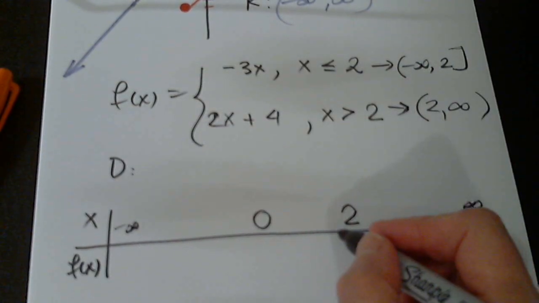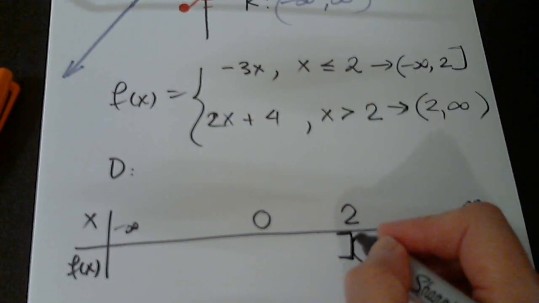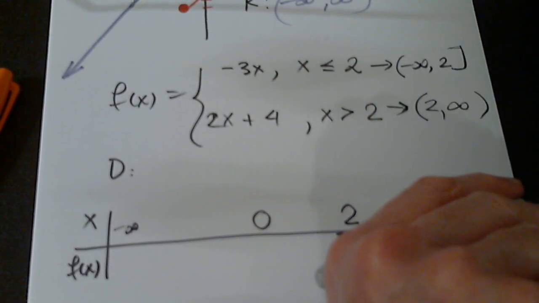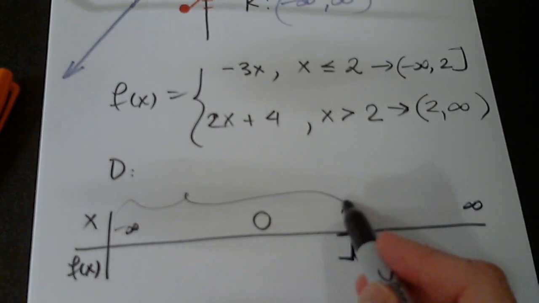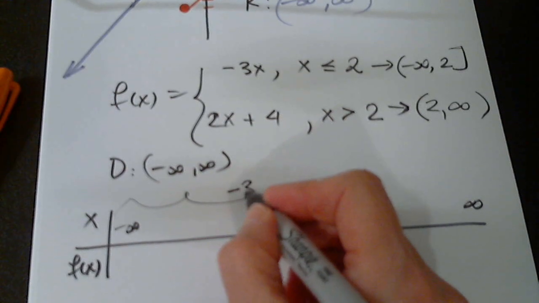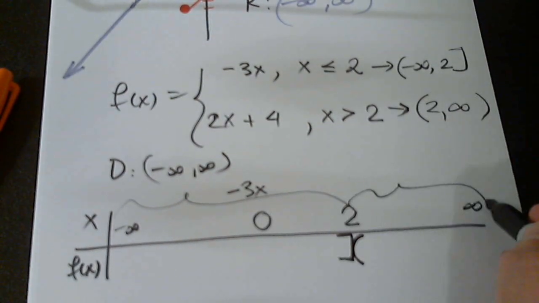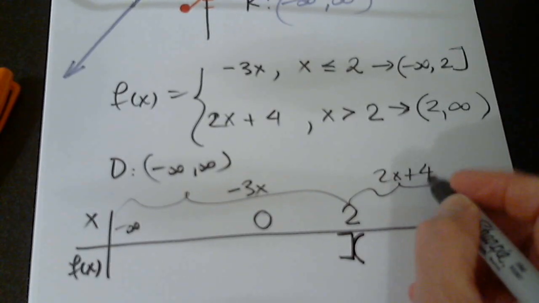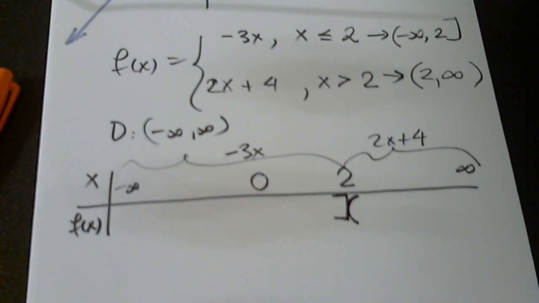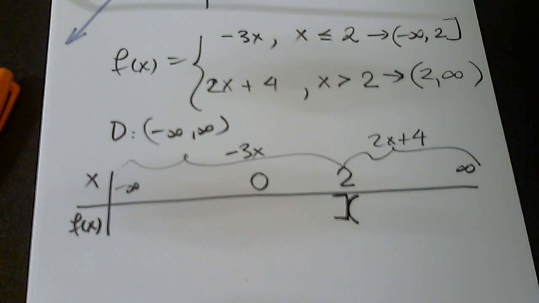There is a bracket right underneath, facing this way, and a parenthesis right underneath, facing the other way. Again, this is an overkill. I agree with that, negative 3x. And this part from 2 to infinity is 2x plus 4. There is no need for this, but it's better and safer to have them above because they may be reversed. Who knows what I'm doing there, just to make sure.